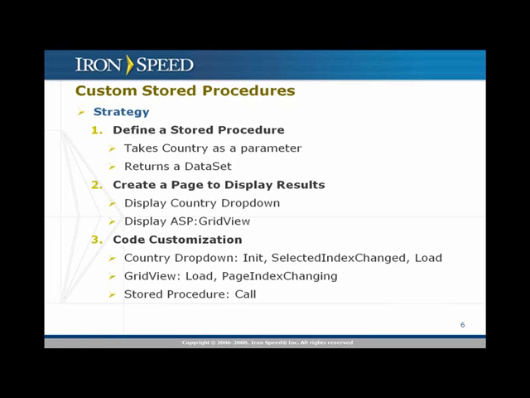And then finally, the third thing that we want to do is a code customization, which calls the stored procedure, passes in the country drop-down value, and also displays the data in the grid view. Now, because we are using an ASP grid view over here, we have to do a little bit more work than what is automatically done for you as part of an IronSpeed Designer table control.